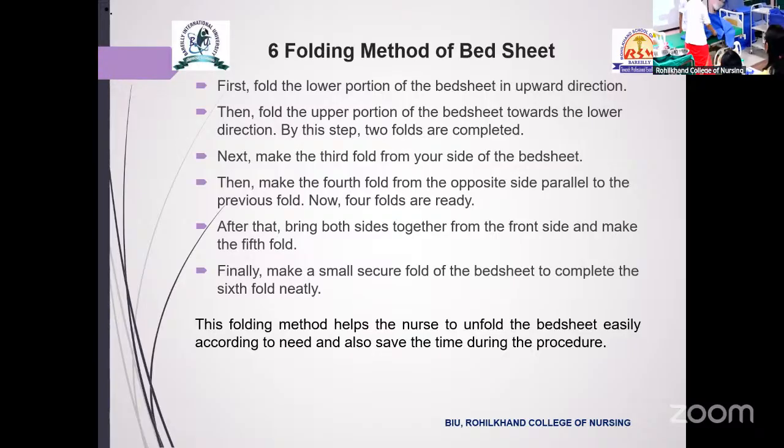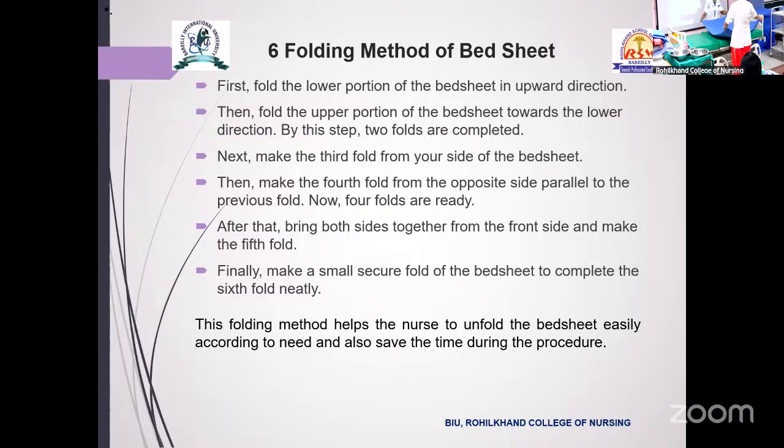So the first step is, first fold the lower portion of the bedsheet. Then fold the upper portion of the bedsheet toward the lower direction. By this step, your 2 folds are completed.